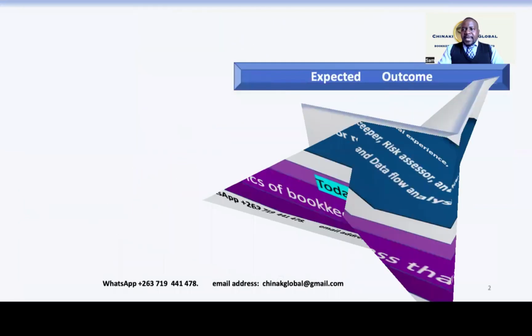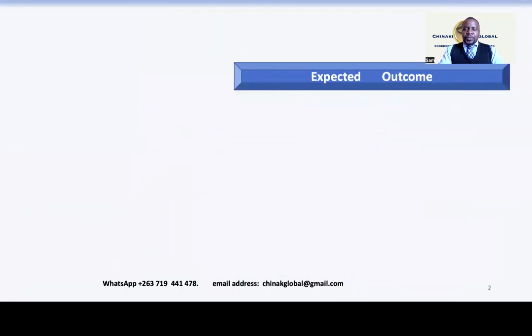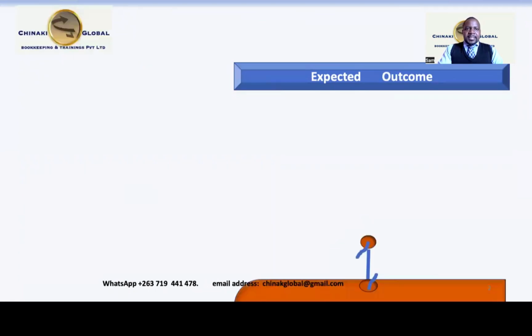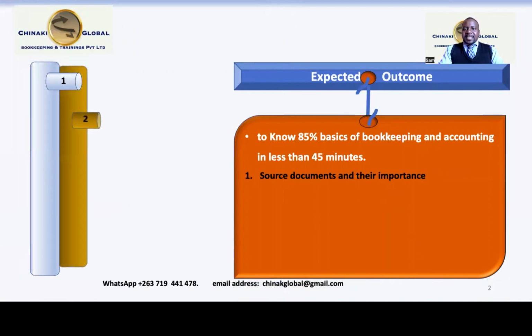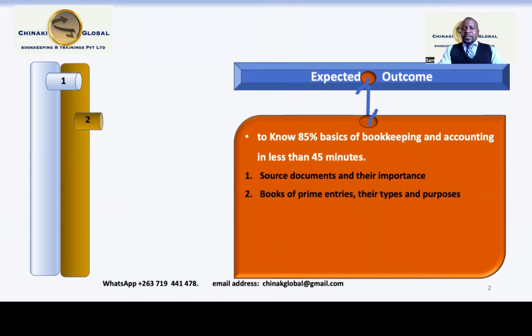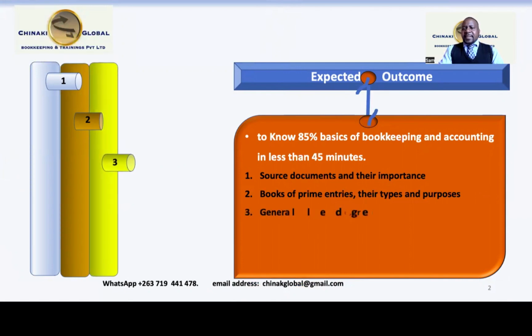So without wasting time, this is what we are expecting to understand. In the first aspect, we shall look at the various types of source documents that we have and their importance. Then we shall look at books of prime entry, their types, and the importance of why they are relevant.